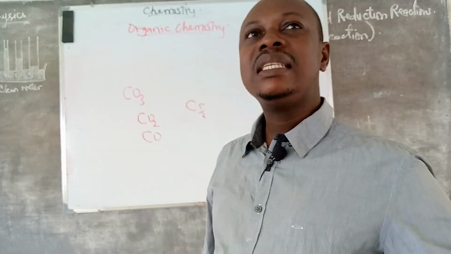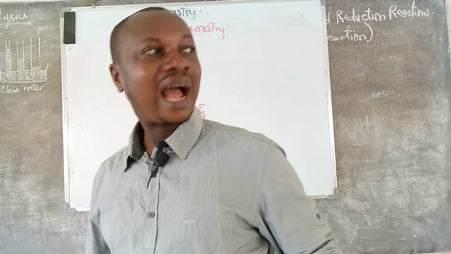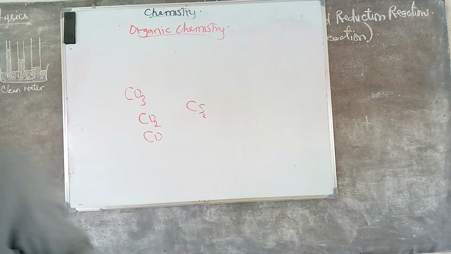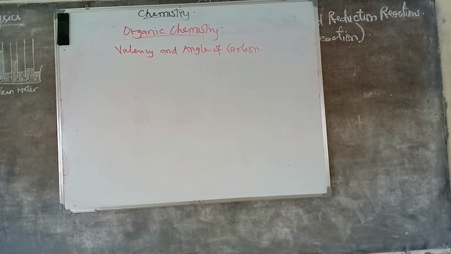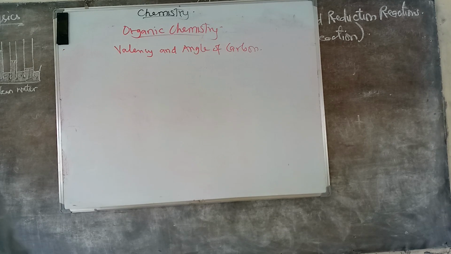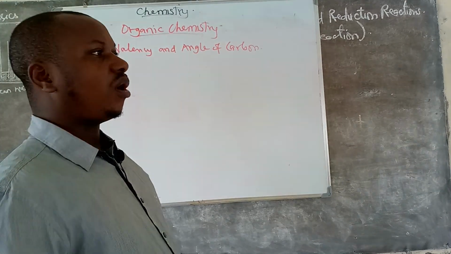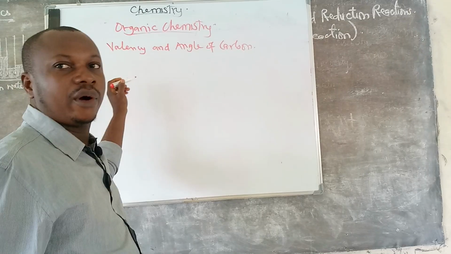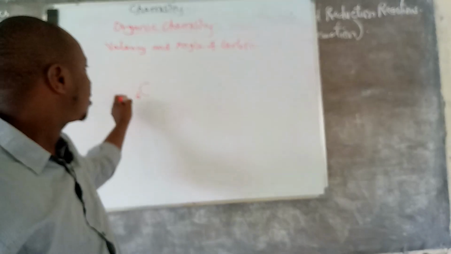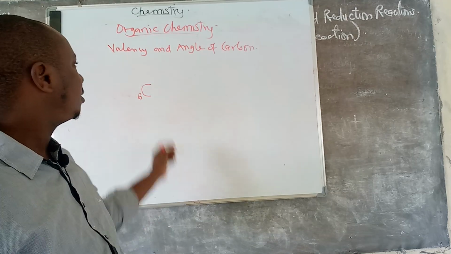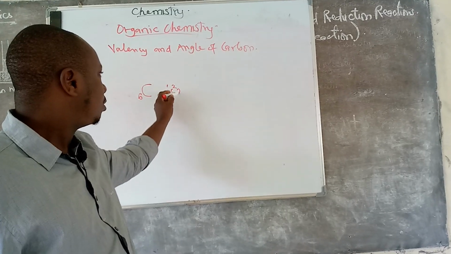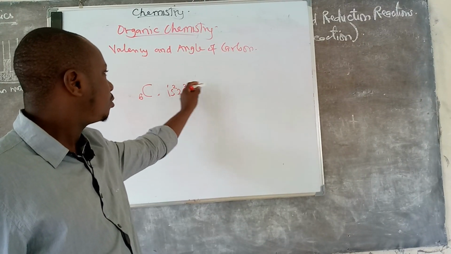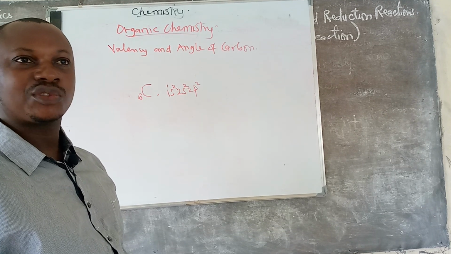Now, let us see the valency of carbon and also why carbon forms so many compounds. Because if you can see, carbon has so many compounds. Let us see the structure and the valency of carbon. If you watch, the atomic number of carbon is 6 in the periodic table, and its ground state electronic structure is 1s2, 2s2, 2p2. That is the ground state electronic structure of carbon.